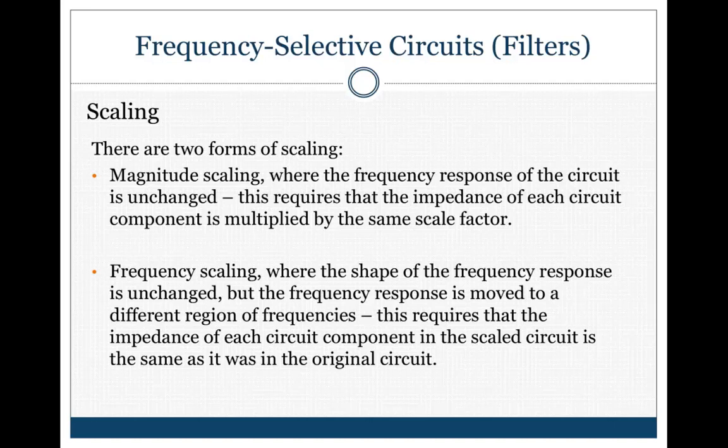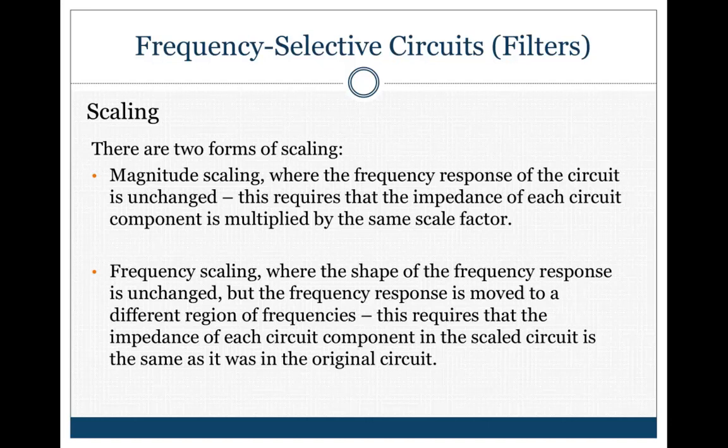So having said that, there are two types of scaling: magnitude scaling and frequency scaling. Magnitude scaling is done when you need to change the value of a component in a circuit. So if you can't buy a 1 farad capacitor, what can you buy? Let's suppose you can only buy a 100 nanofarad capacitor. So what magnitude scaling allows you to do is determine what the other values of elements in the circuit need to be in order for you to have the same frequency response, but use the components that are specified or available.